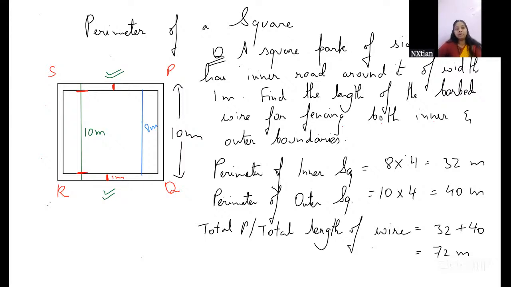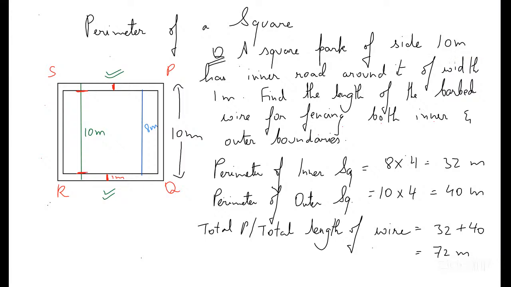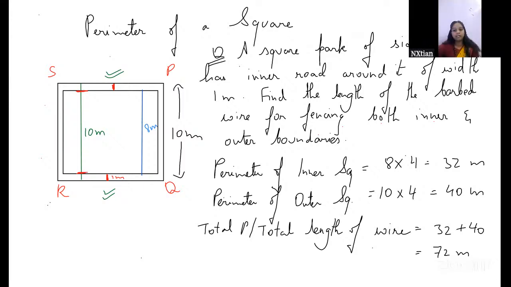Today we finished with the perimeter of the rectangle, the whole portion, and the square. Tomorrow we will start with the area of the rectangle and square both. We'll learn about the area of the rectangle and square. Okay, then. See you all in the next class.